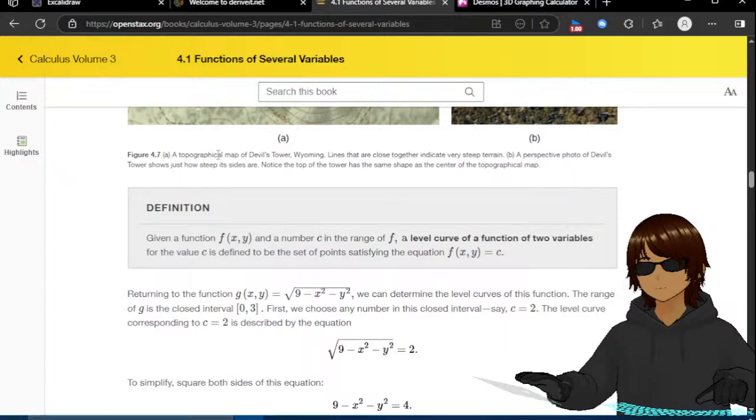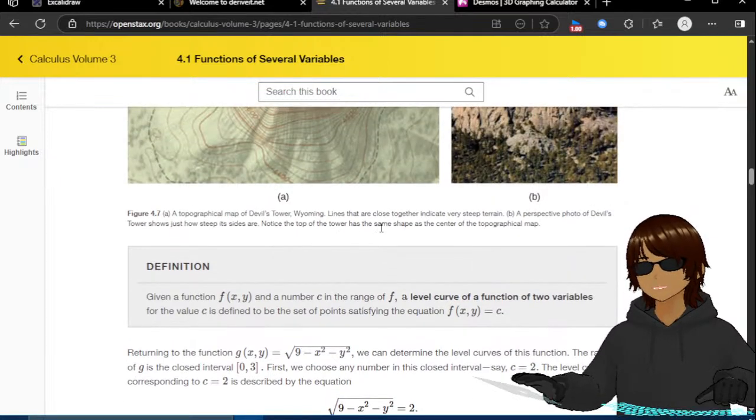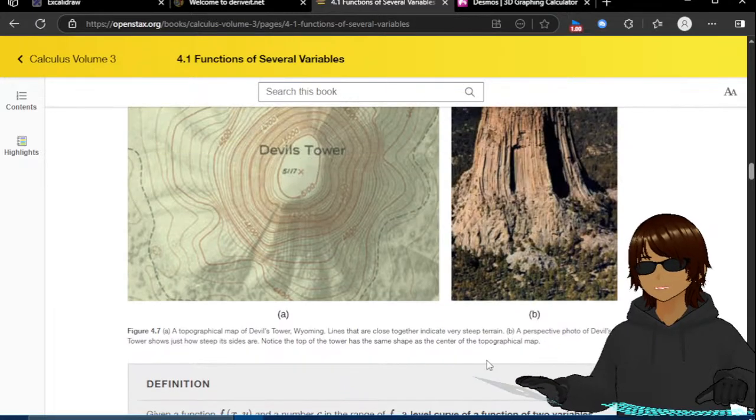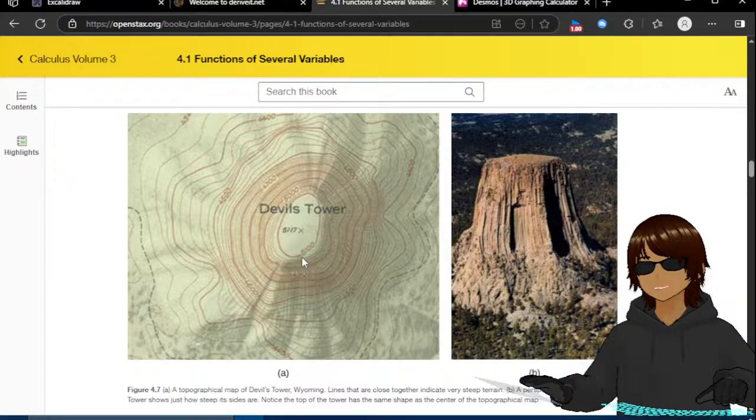A topographical map of Devil's Tower, Wyoming. Lines that are close together indicate a very steep terrain. A perspective photo of Devil's Tower shows just how steep the sides are. Notice the top of the tower has the same shape as the center of the topographical map.